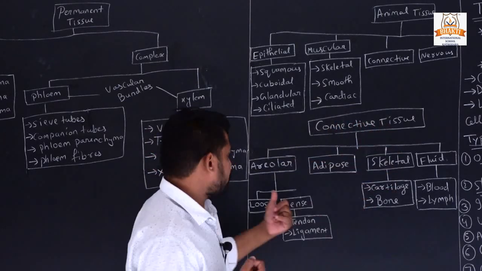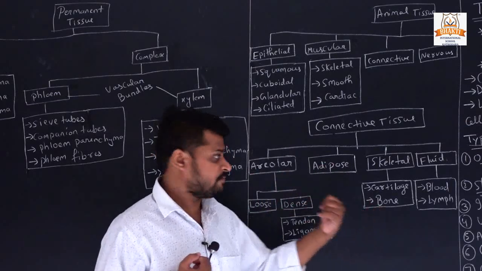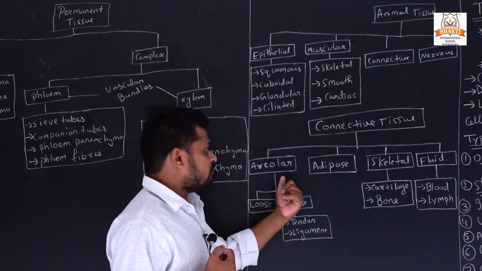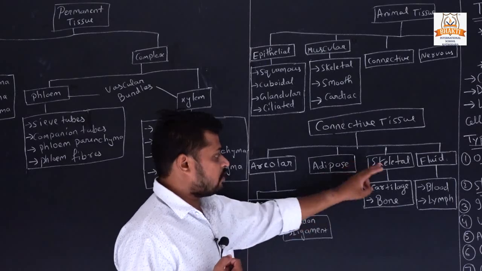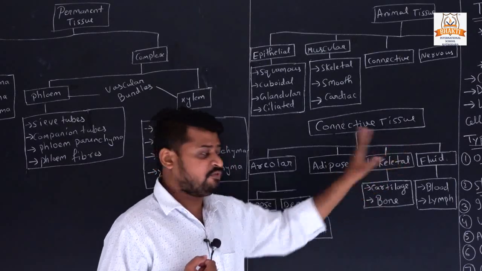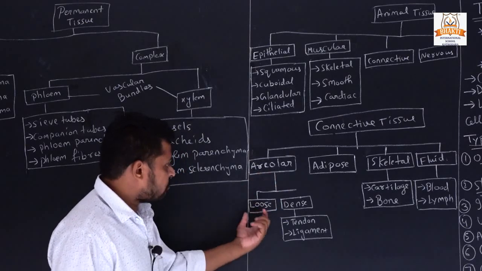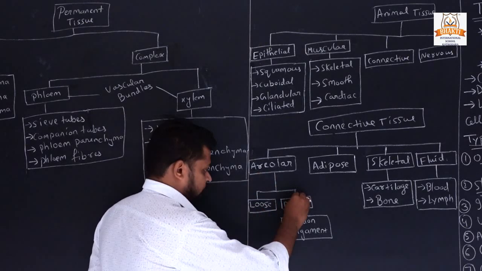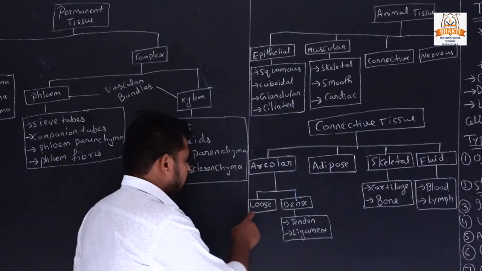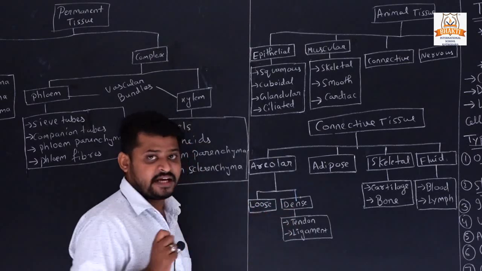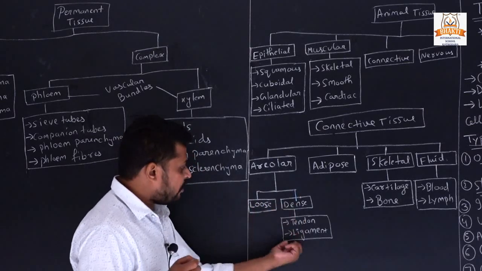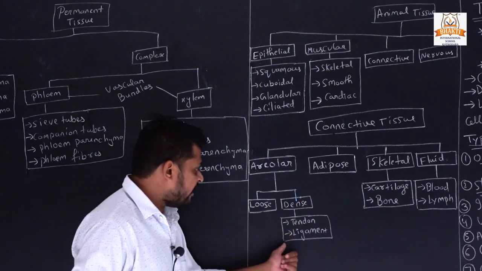Connective tissues also have four parts. One is areolar, second one is adipose, third one is skeletal, and fourth one is fluid. Now areolar has two parts. One is loose and second one is dense. Dense has two subparts: tendon and ligament.